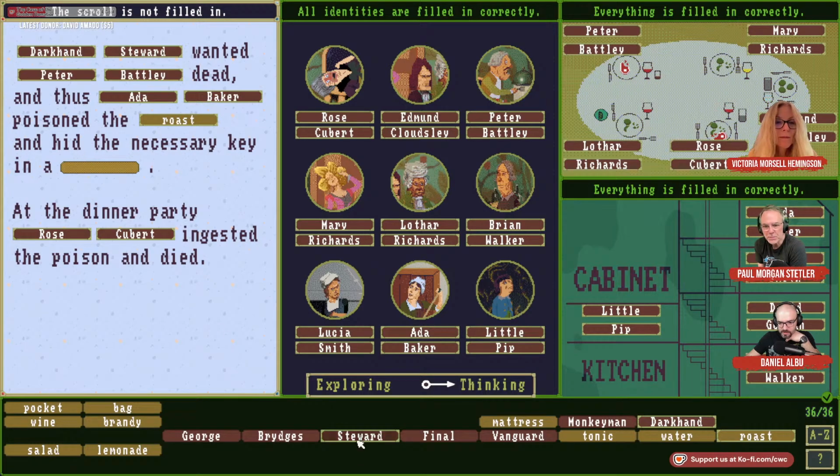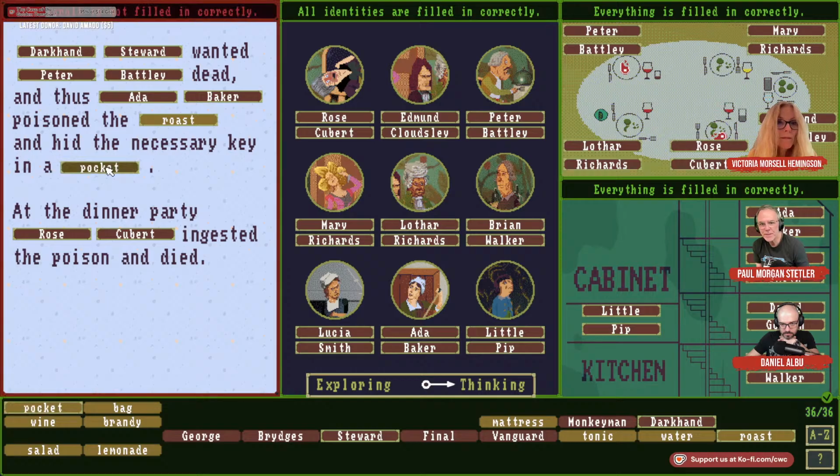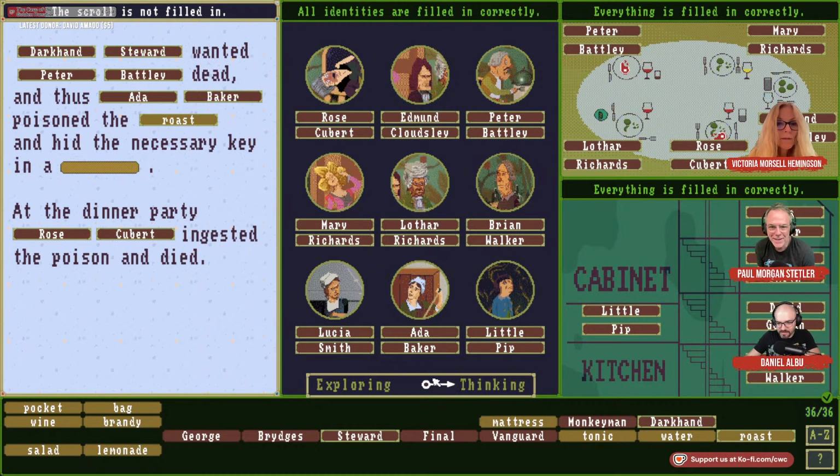Okay, hid the necessary key in a pocket. Say put pocket. Bag. No. Okay, nothing. So we're not close. Damn it. Try pocket. Try a pocket. Still no. Try pocket. Lemonade. No. Which pocket? I don't know. Wait, let's find the key.